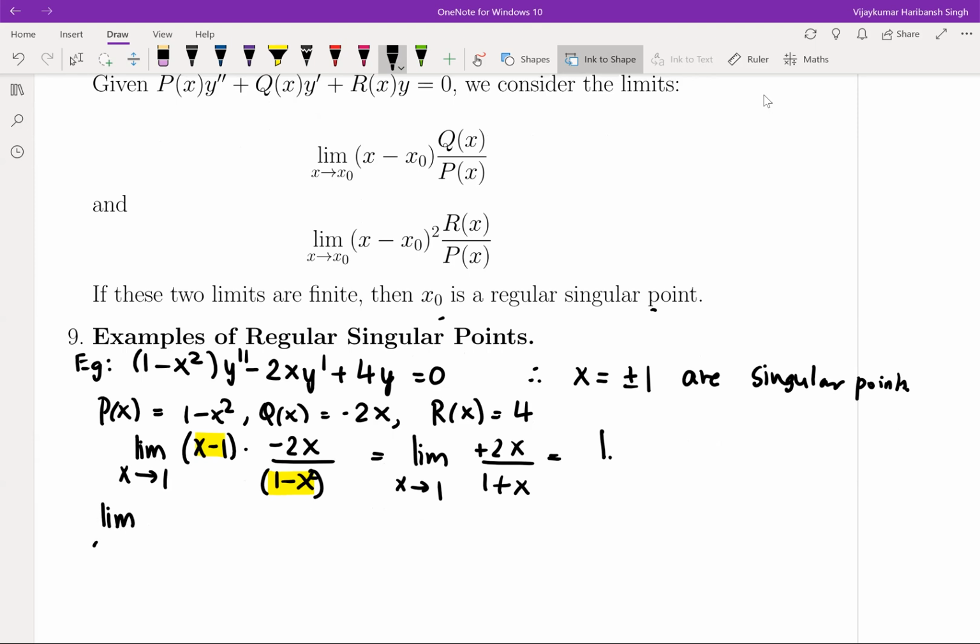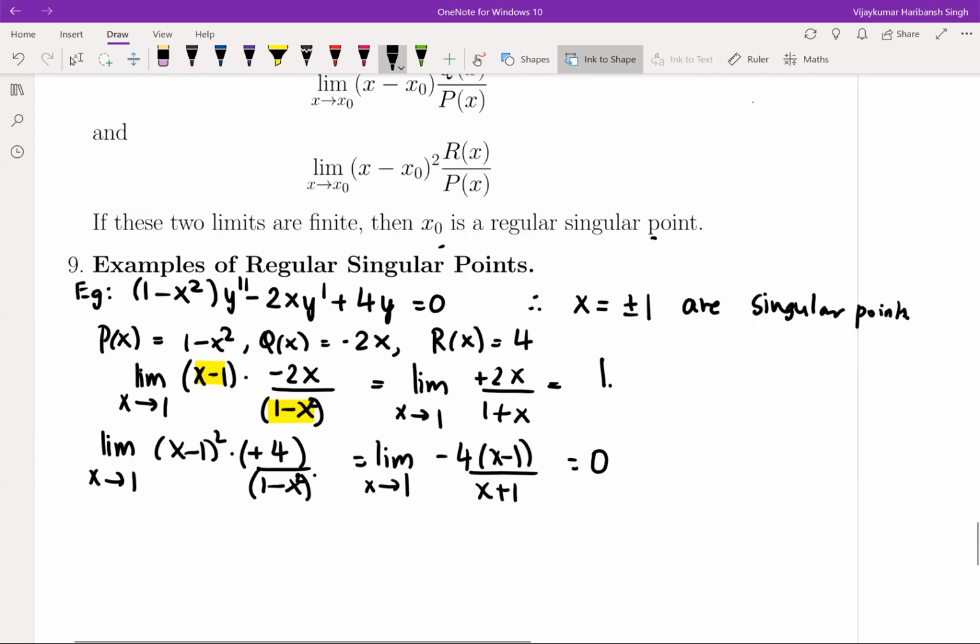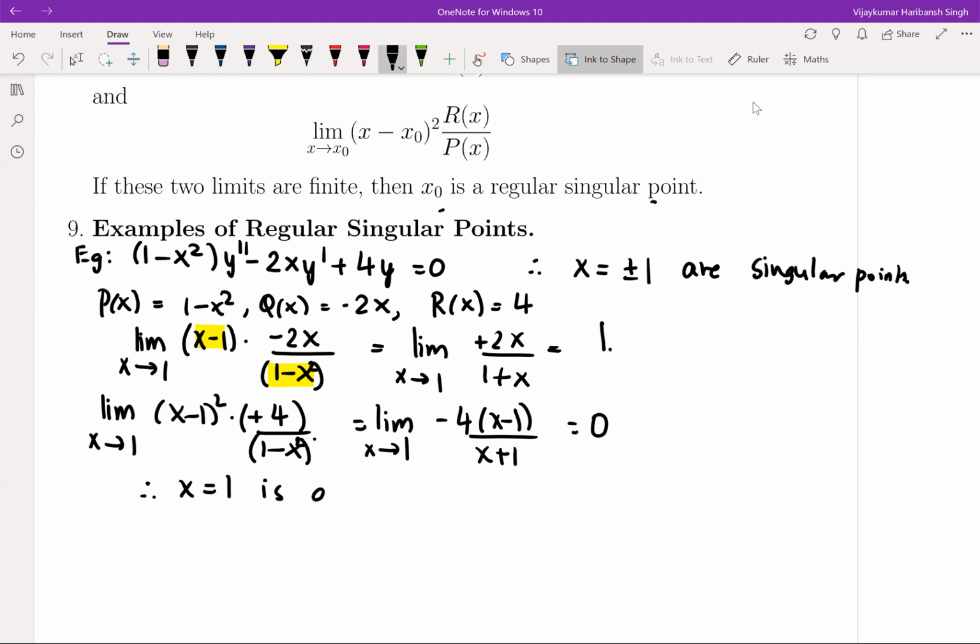Similarly, I get the limit as x goes to 1 of (x minus 1) squared times R(x) upon 1 minus x squared. What is my R(x)? R(x) is 4. You cancel off the common factors first. When you cancel the common factors, what you are left with is minus 4(x minus 1) upon (x plus 1), and that is 0. So therefore, x equals 1 is a regular singular point.